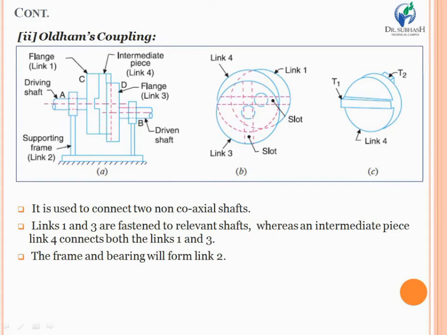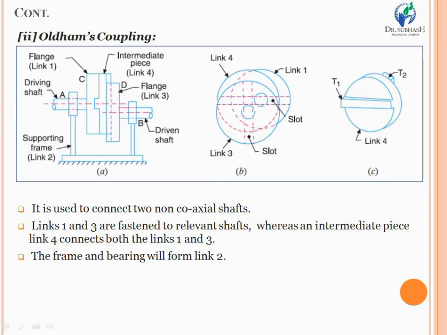After that, the second inversion of the double slider crank mechanism is Oldham's coupling. Look at the diagram. Basically, Oldham's coupling is used to connect two parallel shafts when they are not coaxial and the distance between their center lines is very small. This is the specific application of Oldham's coupling. Secondly, the two links, link 1 and 3, have flanges which are rigidly fastened to the shaft, and one intermediate piece is introduced in between them.